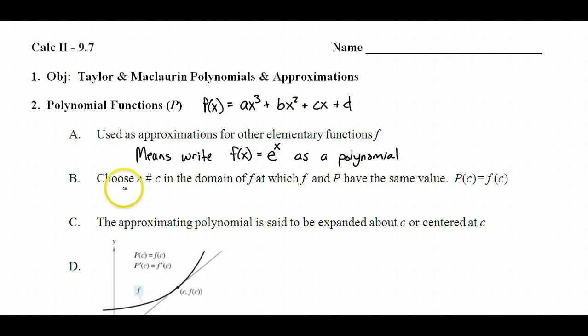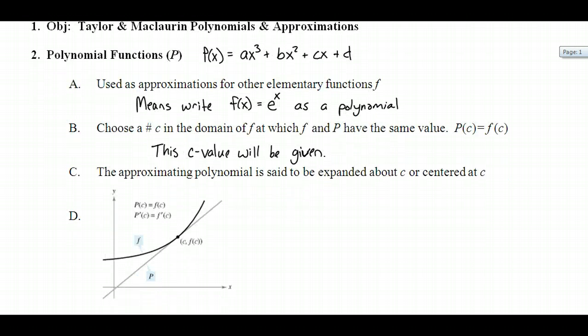So what has to happen is you have to choose a number c in the domain of our original function, at which our function and the polynomial will have the same value. And this c value is going to be given to you. That is basically your point of tangency.